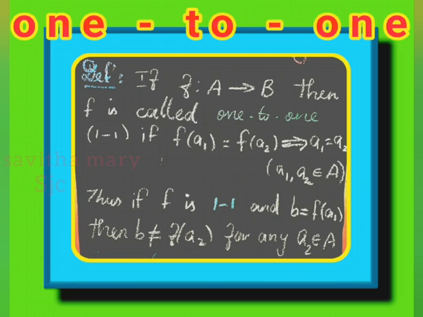See the first definition, one-to-one function. A one-to-one function is nothing but a function where every element of the set A is mapped into a different element. Consider the function f from A into B. If every element of A is mapped to different elements of B, it is called a one-to-one function.